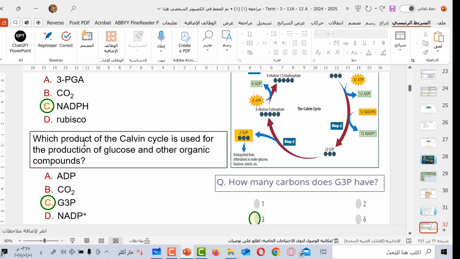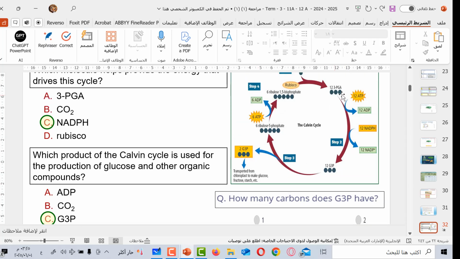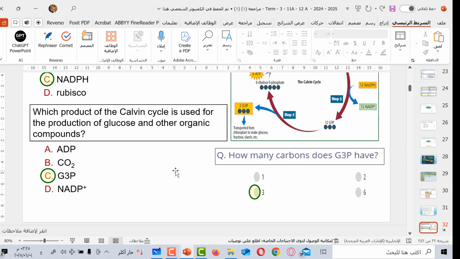Here, which product of the Calvin cycle is used for the production of glucose? G3P. How many carbons does G3P have? It's 3. You must count the carbons in these molecules. This 3, this 3, this 5, and this 5 else. 1, 2, 3, 4, 5. Okay. G3P has 3 carbon and RuBP has 5 carbon.